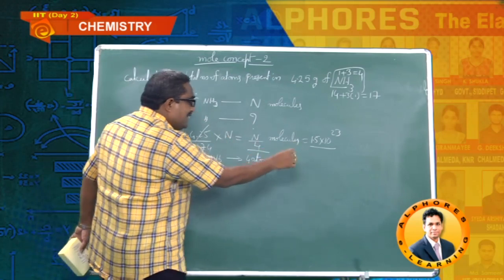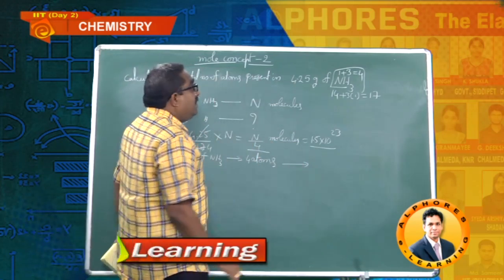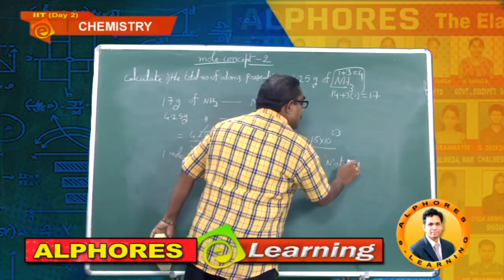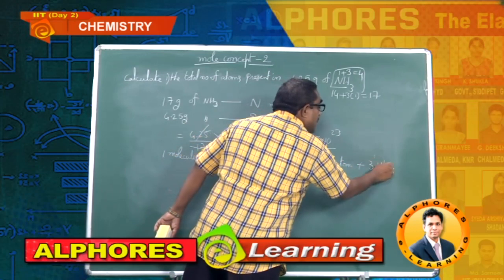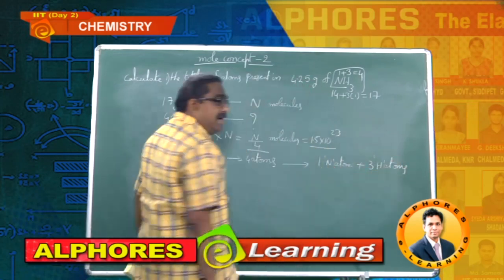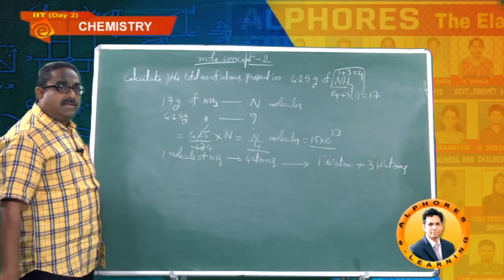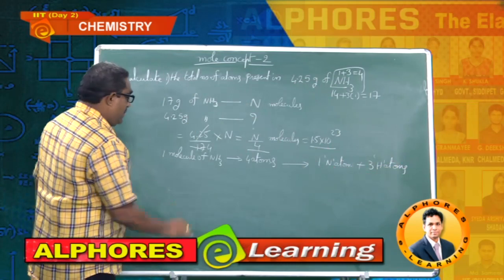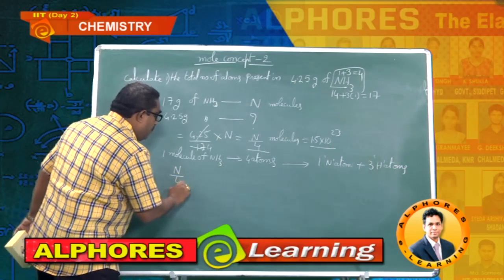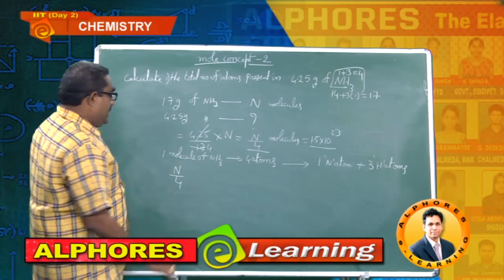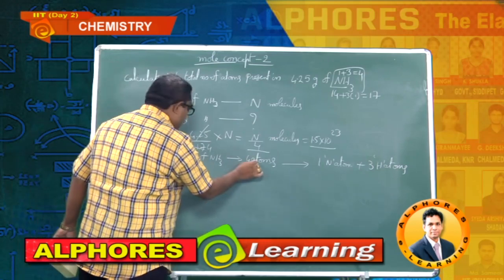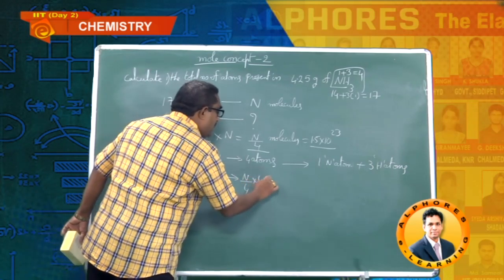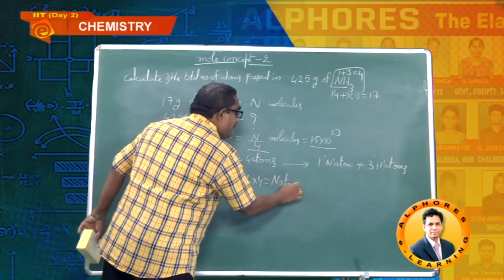What are those 4 atoms? I am writing the details also by the side of it. Observe it here carefully. 1 nitrogen atom plus 3 hydrogen atoms. Dear students, please note it down carefully. Right? But this time, how many molecules I have within my hand? N by 4 molecules. So 1 molecule, 4 atoms. N by 4 molecules, N by 4 into 4, that is N atoms.